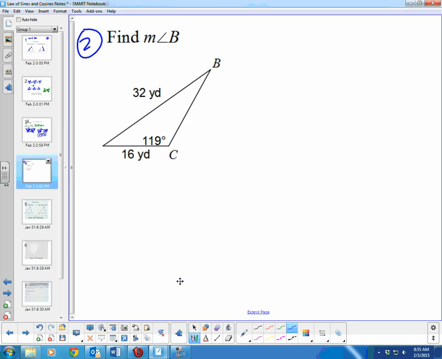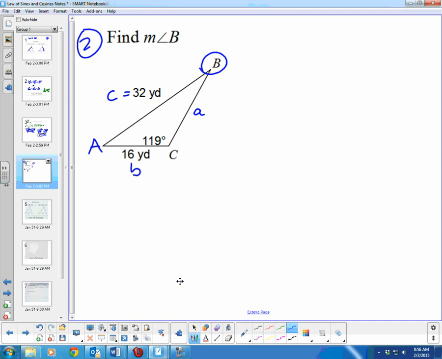Now let's label. We have angle B labeled and angle C, so this would be angle A. And which one is side A? Opposite, right? And the 32 is side what? C. It's 32, which makes the 16 side B. So our goal is to find the measure of angle B. So what pair with a side and an angle do we know? Because that's what you always want to start with. You want to start with a pair that you know the side and you know the angle.